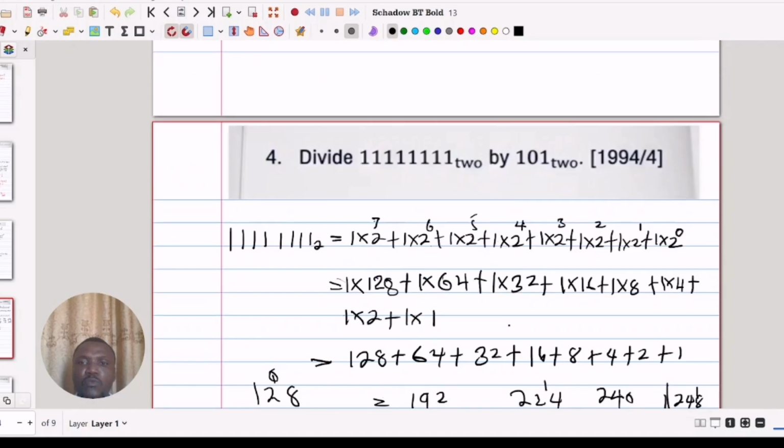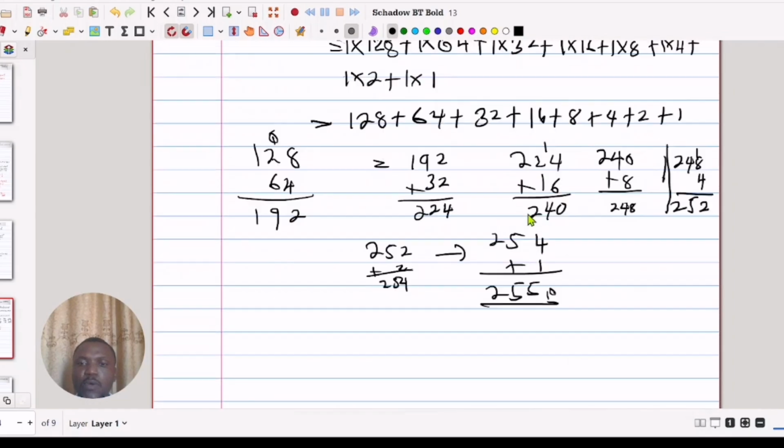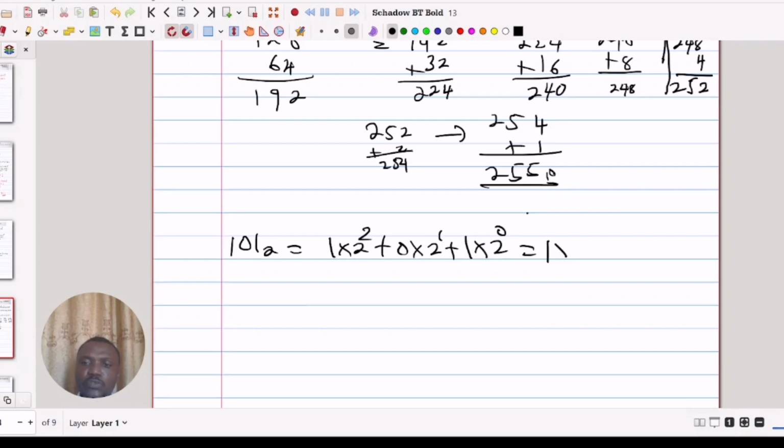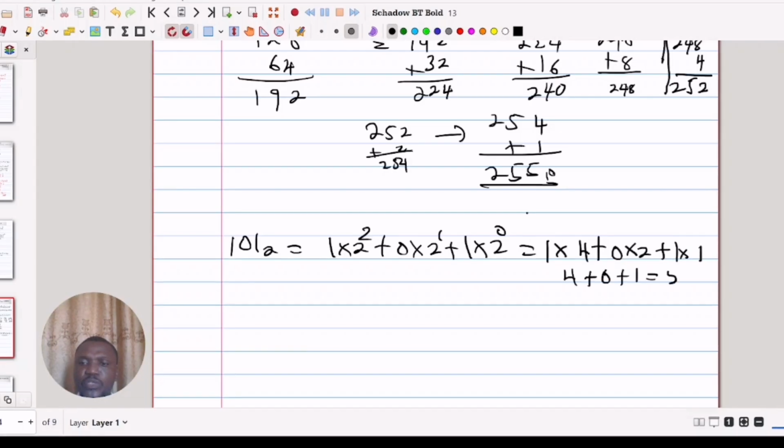Now, the other one, which is 101 base 2. I think this one will be easier than the other one. So you have 1 times 2 plus 0 times 2 plus 1 times 2. You start with 0 from the backside: 0, 1, 2. So this will be 1 times 2 raised to the power 2, that will be 4, plus 0 times 2 raised to the power 1, that will be 0, plus 1 times 2 raised to the power 0, that will be 1. So 1 times 4, 4, plus 0 times 2, that will be 0, plus 1. So this one will give us 5.